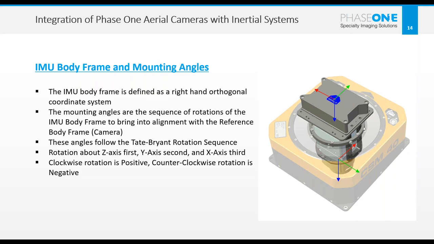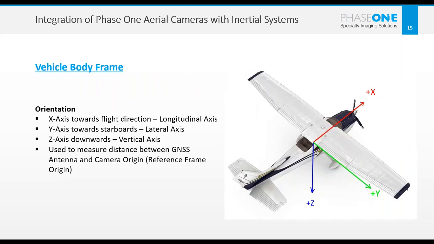So the Tait-Bryan rotation sequence is a convention for all of us to follow, to rotate and align the IMU in a consistent way. Okay, clockwise rotation is positive, counterclockwise rotation is negative.